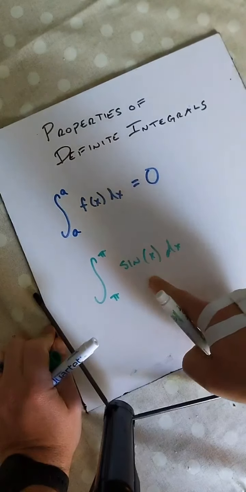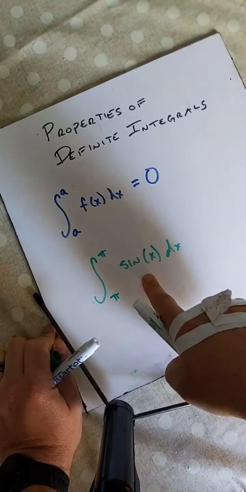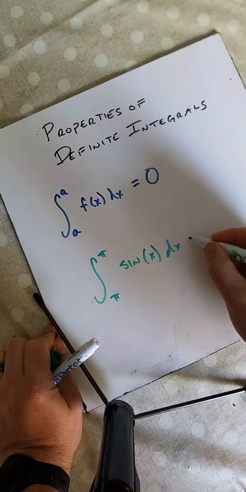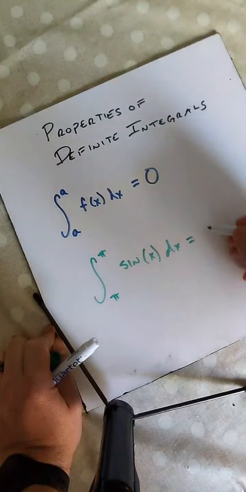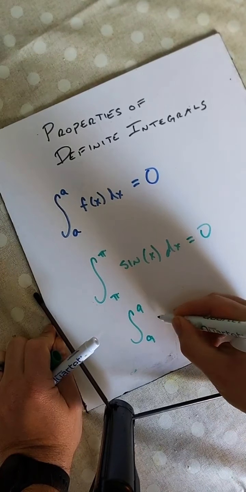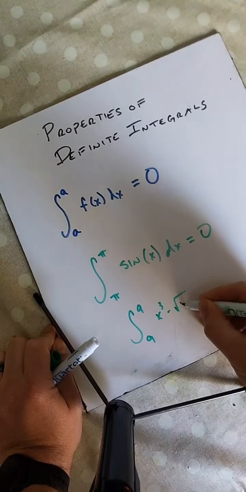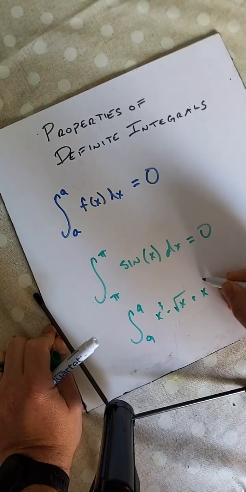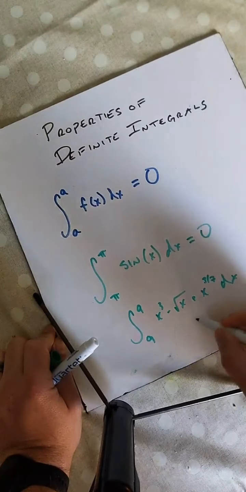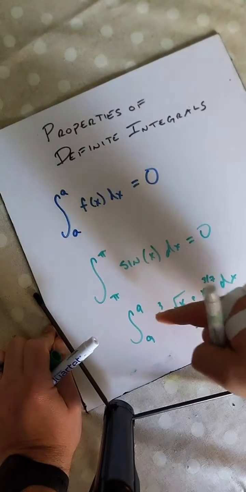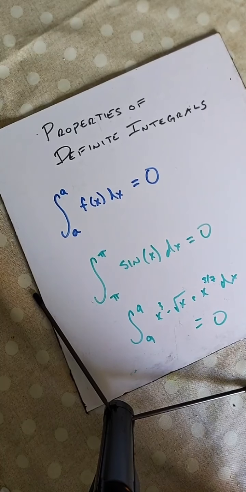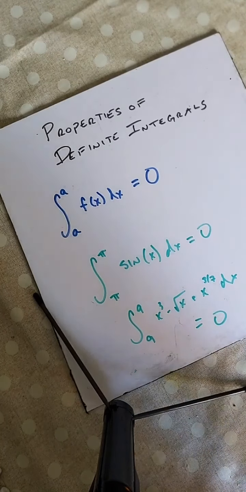there's no point in taking the integral of that and figuring out that it's negative cosine, plugging in this one and plugging in that one and subtracting your answers. No matter what these are, because they're the same thing, it would be 0. Same thing if I had the integral from 9 to 9 of x cubed minus radical x plus x to the 3/7 power dx: no matter what crazy equation that is, it would equal 0, since those two numbers are the same. So anytime we have the same numbers in the integral, it equals 0.